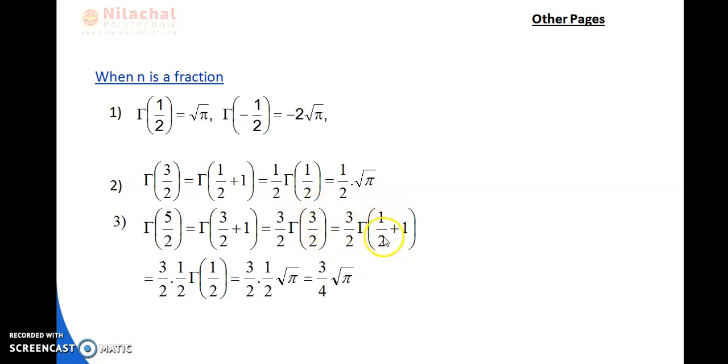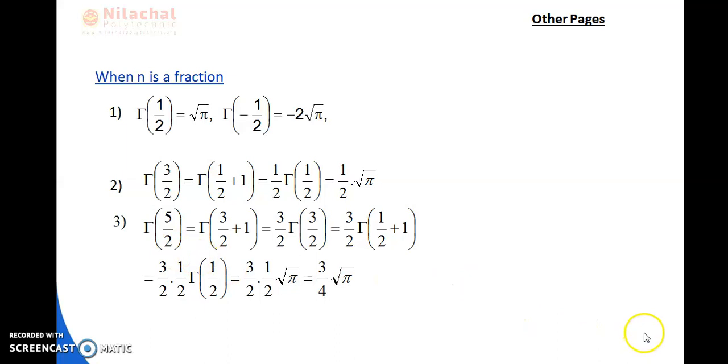Gamma of 3 by 2 can be written as gamma of 1 by 2 plus 1, and again we can apply the reduction formula gamma of n plus 1 equals n gamma n. So that equals 3 by 2 into 1 by 2 into gamma of 1 by 2. And gamma of 1 by 2, we know its value is root pi. So 3 by 2 into 1 by 2 root pi equals 3 by 4 root pi. Similarly, you can find the gamma of any fractional value.